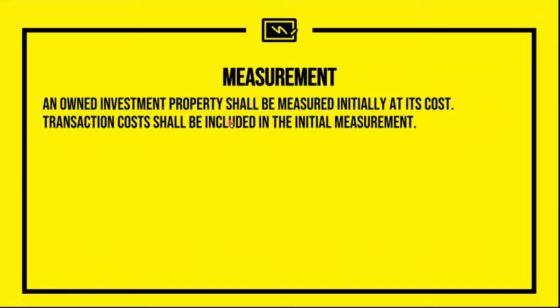We now proceed with measurement. So for measurement, we have initial and subsequent measurement. Okay? So an owned investment property, take note, this is owned, meaning this is not leased. So there are basically two types of investment property, those that you own and those that you are leasing out under finance lease. So in the case of owned investment property, it will be measured initially at cost.